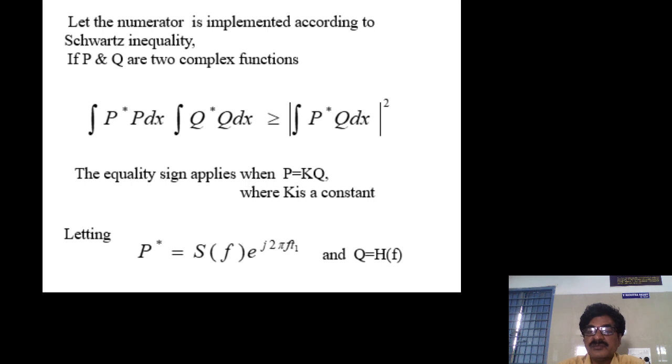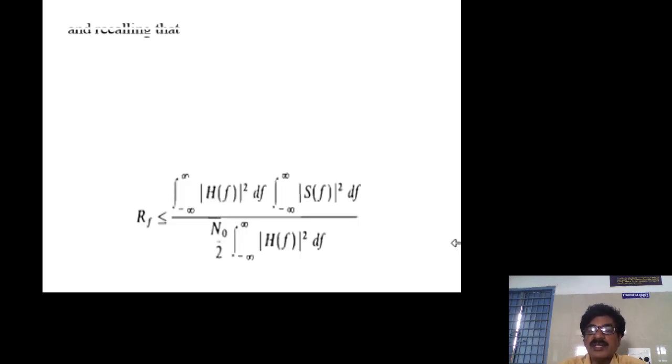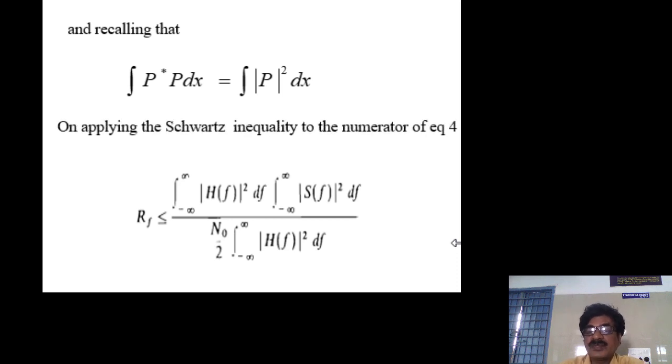So assume in the right hand side part, the numerator, p star is this part and q is this part. Again by recalling the statement, integral of p star p dx equals integral of mod p square dx, so the numerator is expressed separately as mod H square and mod S square. The denominator part is written as it is.